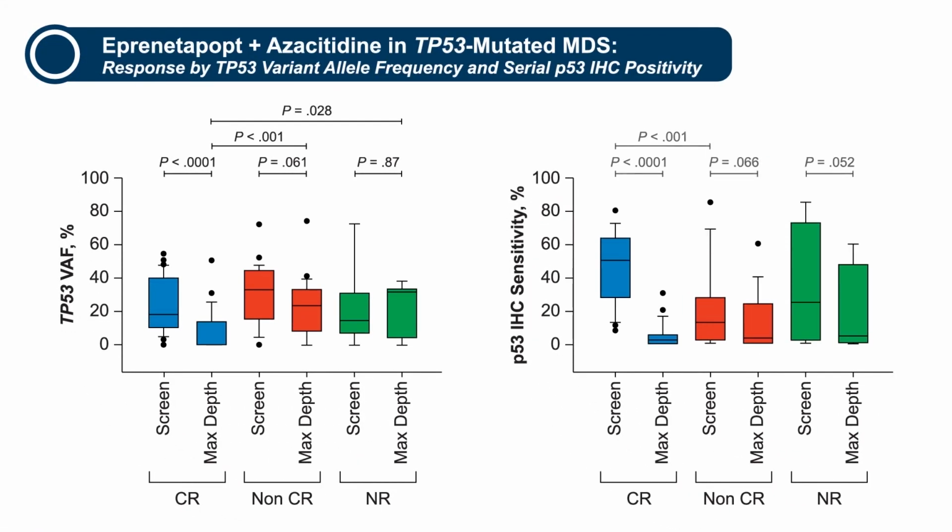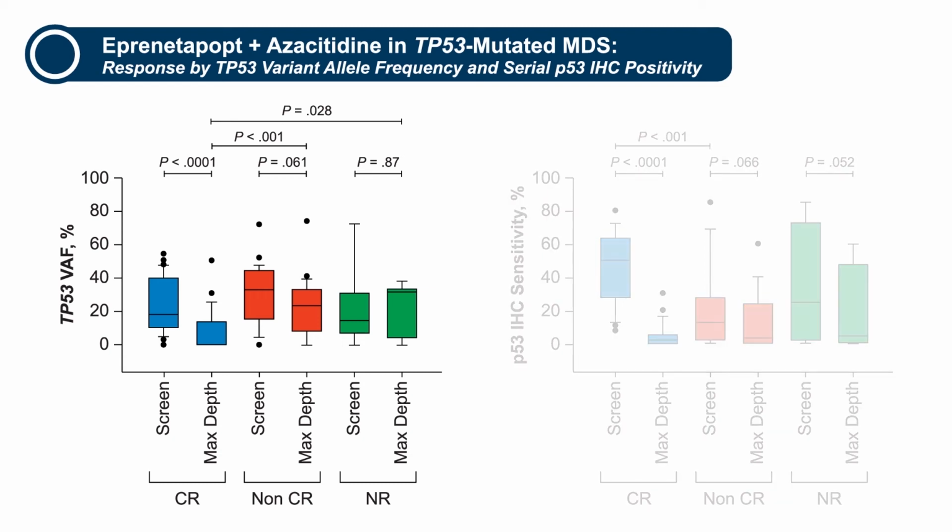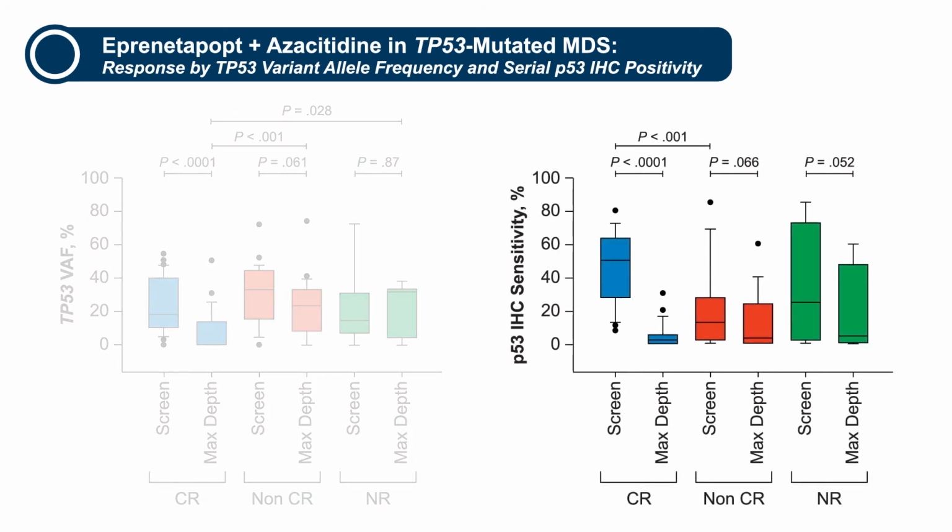In another study by Sallman and Komrokji, published in JCO this year, a similar finding was reported using APR-246 and azacitidine in P53 mutant MDS patients. Along similar lines to those reported by Clouzot, P53 VAF went down in patients who achieved clinical remission, and this was also observed using immunohistochemistry, with P53 IHC positivity similarly going down in a commensurate way in those who responded to APR with azacitidine.